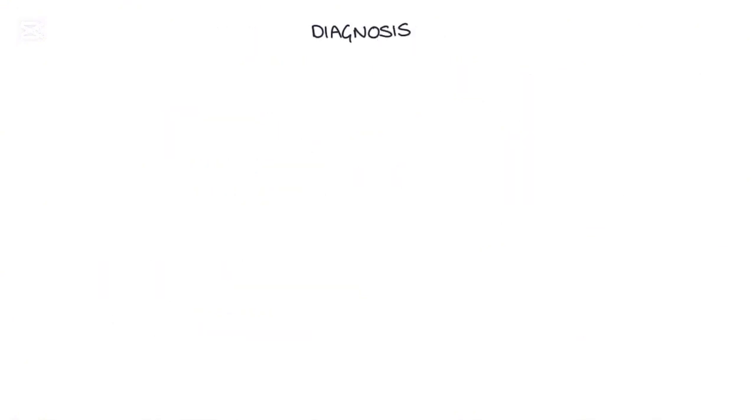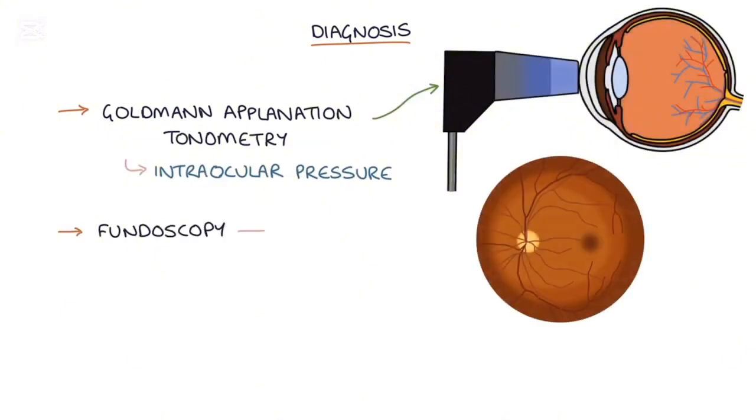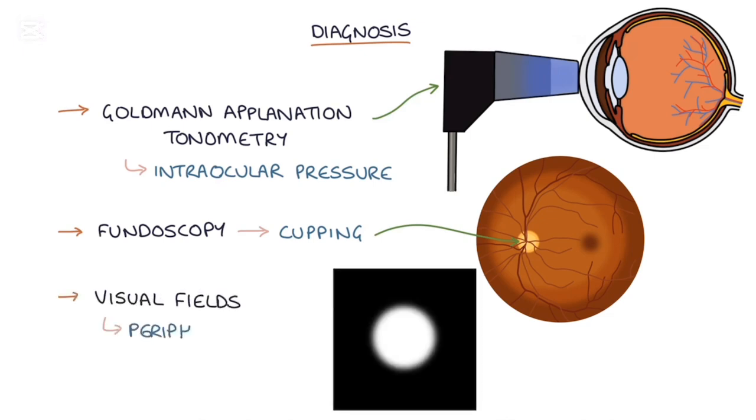So how do we make a diagnosis of glaucoma? Well, firstly, using Goldmann applanation tonometry, which can be used to check the intraocular pressure. Fundoscopy is used to assess the optic disc for cupping and also for optic nerve health. Visual field assessment is important to check for peripheral vision loss. And all three of these will be useful for making the diagnosis.